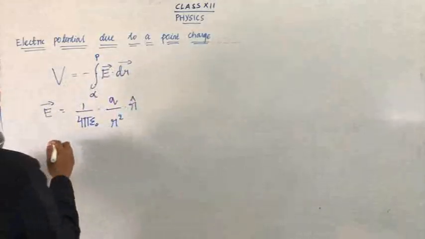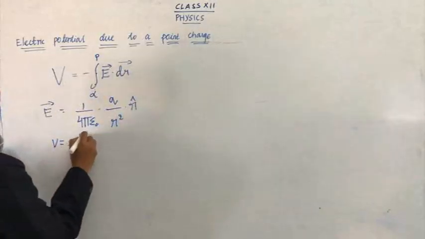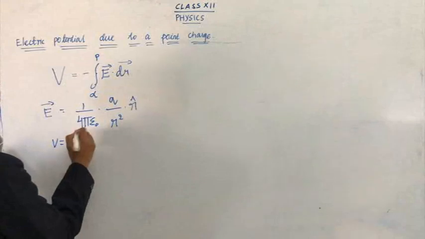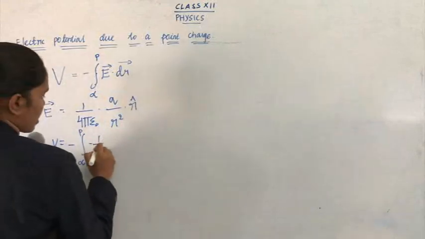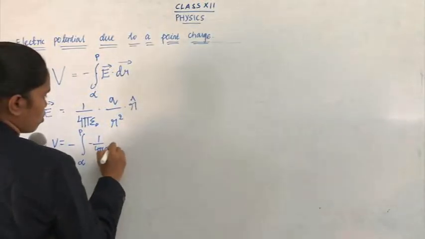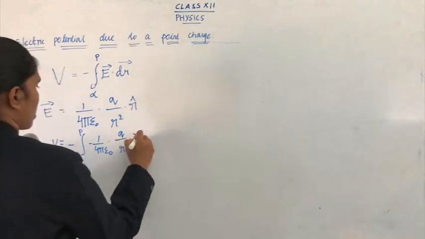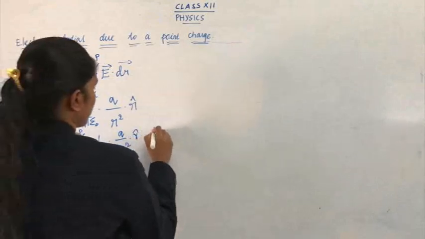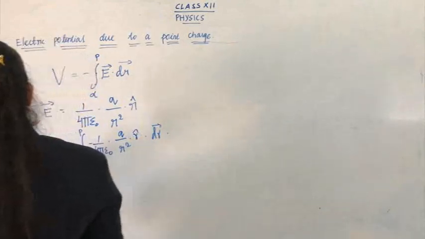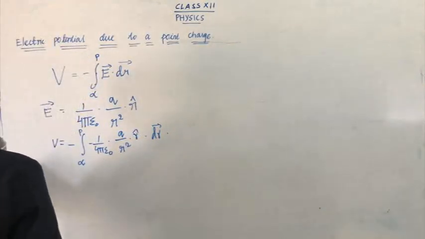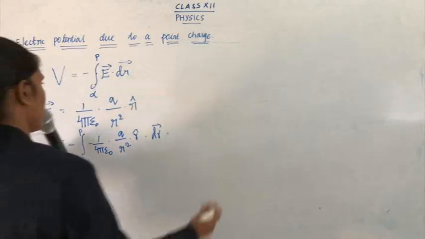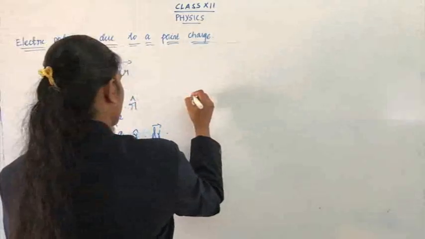Now you apply it here. V equal to minus infinity to point P, minus 1 by 4 pi epsilon 0 into Q by R square, into R cap into dr. Have you written it? Now there is Coulomb's law. In the first chapter there is Coulomb's law.